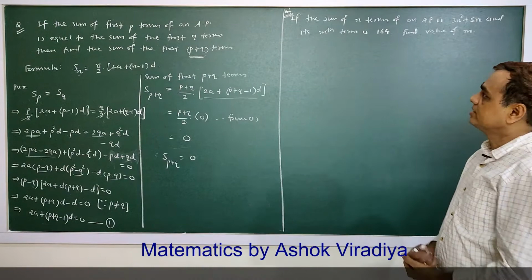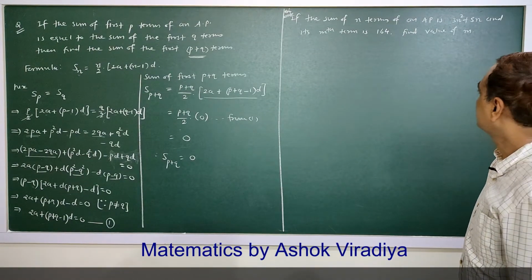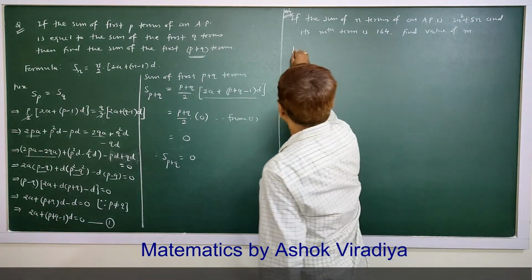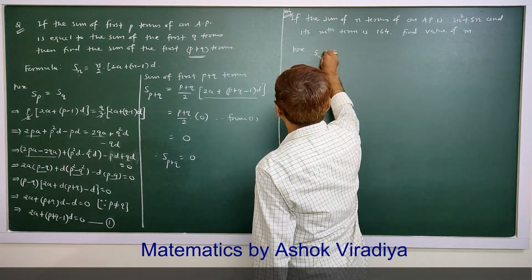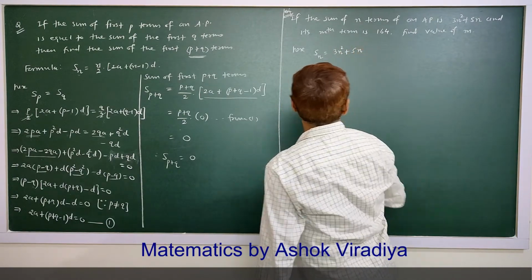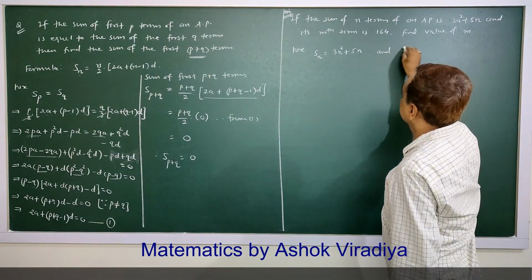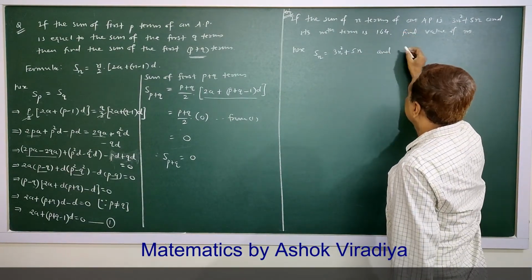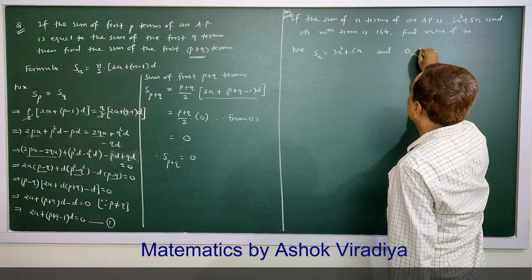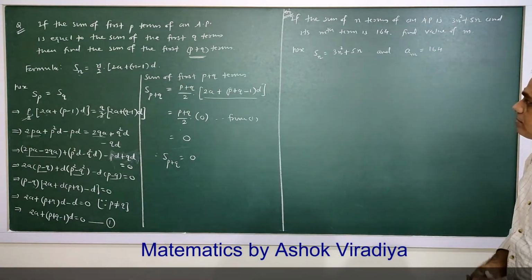Now in this question, if the sum of n terms of an AP is 3n square plus 5n and its mth term, that is am, is 164.